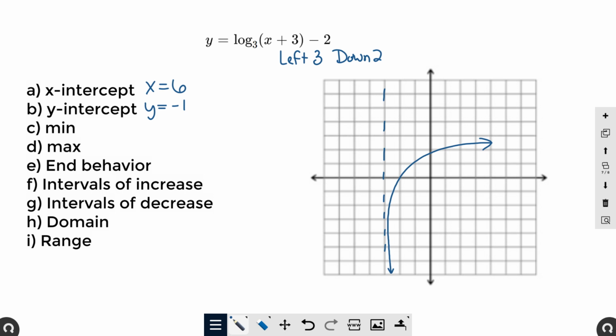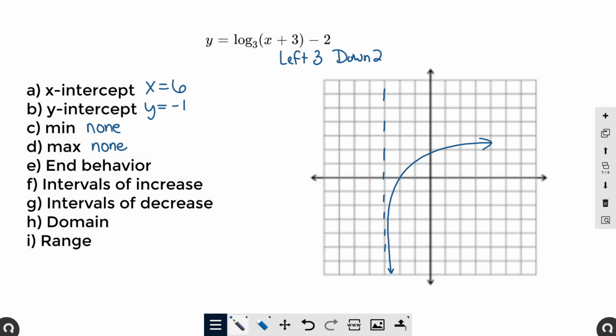Now looking at your graph, does your graph have a minimum or a maximum? Does it have a spot where it levels off? No. So both min and max are none. Would that be true for all log graphs? Yes, it will. If they're reflected, it's still going to go down forever and then go up.